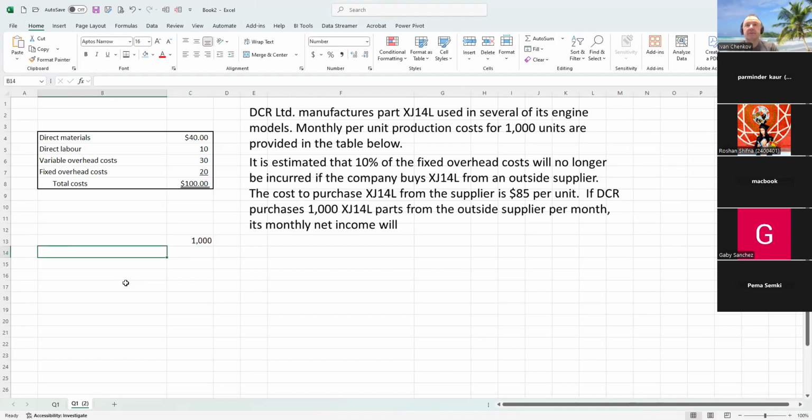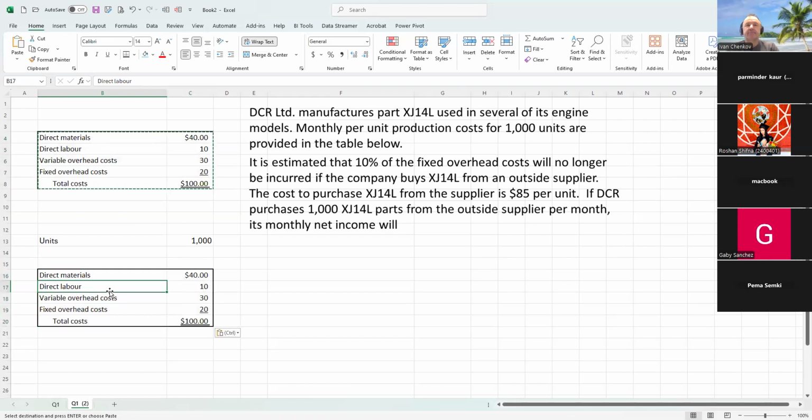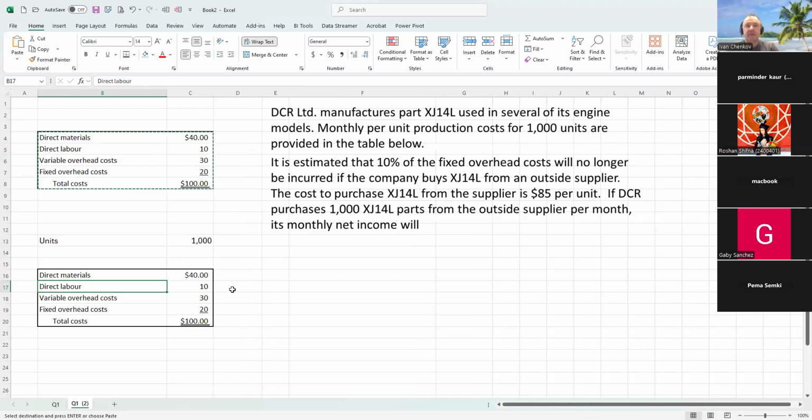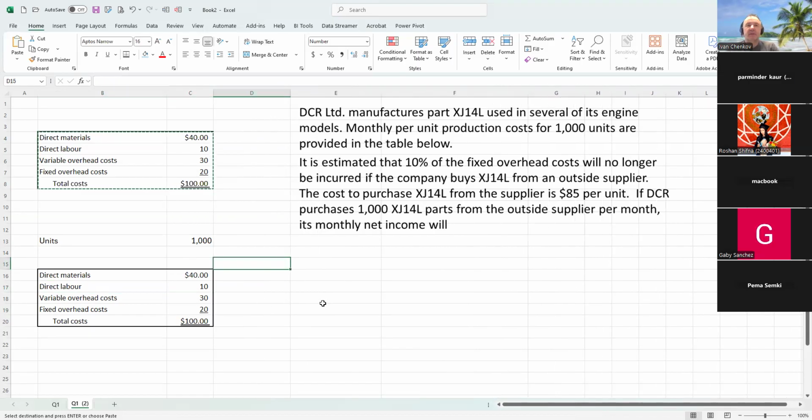That's what we're chasing, units. 1,000 units is estimated, and we have the cost per unit. Correct? This is our cost per unit. If we produce 1,000 units, that's what's going to happen. Make sense? Yes. So now we can do this one way, we can do it the other way. How do you want to do it?